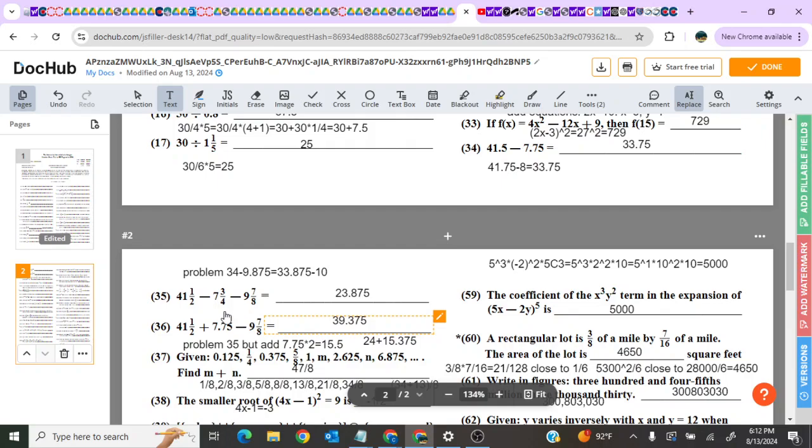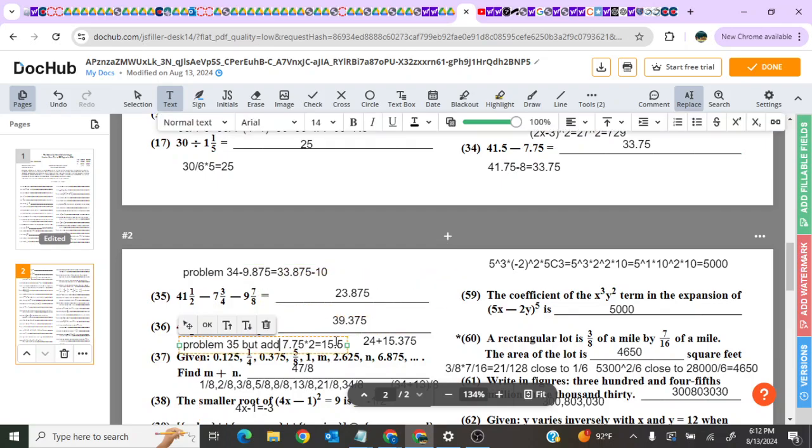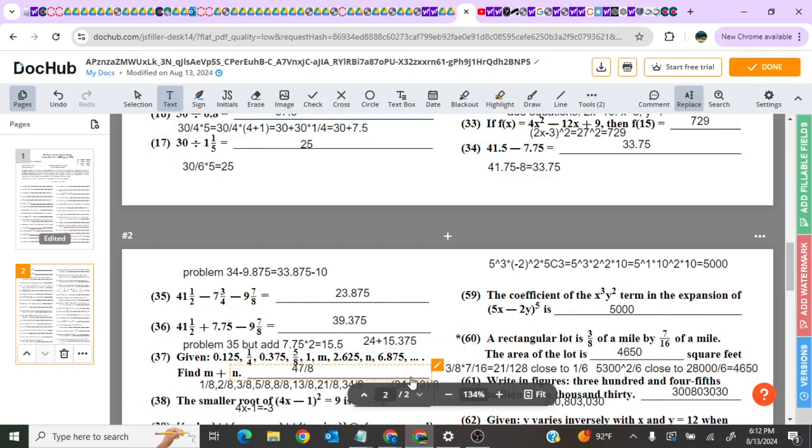36. Well, 36 is problem 35, but instead of you're subtracting 7.75, you're adding 7.75. Which just means you're adding 2 times that from problem 35. So you're adding 15.5, and if you do that, you'll get 39.375. Again, you can use the same process as before, except this time you add it to the first number and subtract it from the second number because you're adding them together. Regardless, you get your answer.